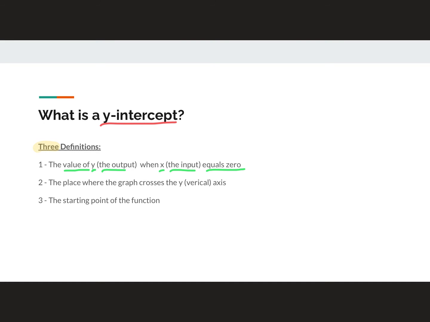Secondly, it is also the place where the graph, or the line of the function, crosses the y, or the vertical, axis. Or finally, it's also known as the starting point of the function. So those three definitions are how we find the y-intercept, and all of those are always true.